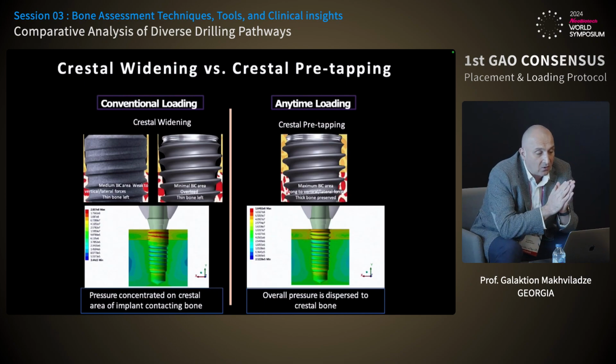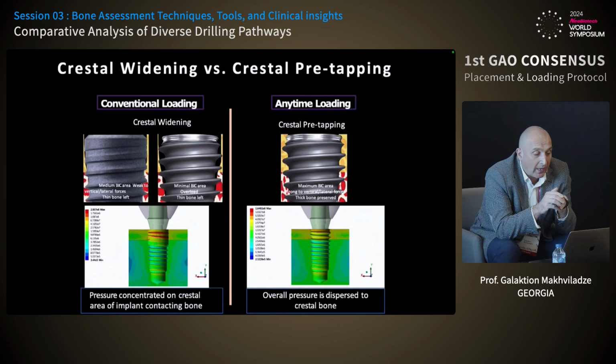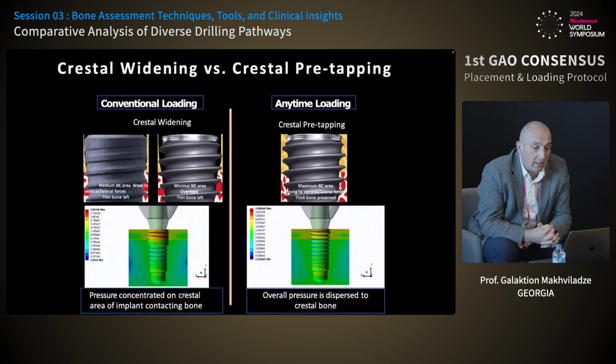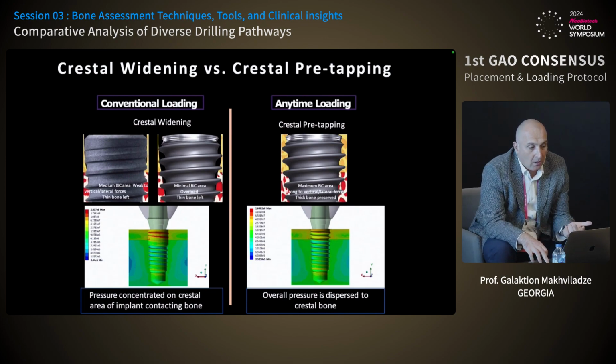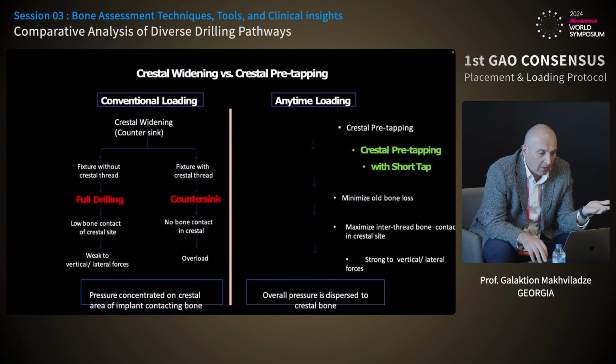And in the case of the any time loading protocol with cortical pre-tapping, we have maximum bone-implant contact ratio, and in this case, the overall pressure is distributed along the whole body of the implant, and therefore these implants are more reliable for such kind of loading, even in early, even in immediate, even in conventional type.